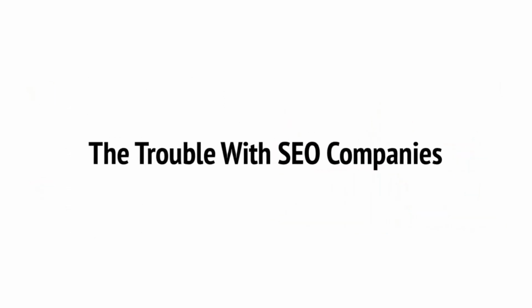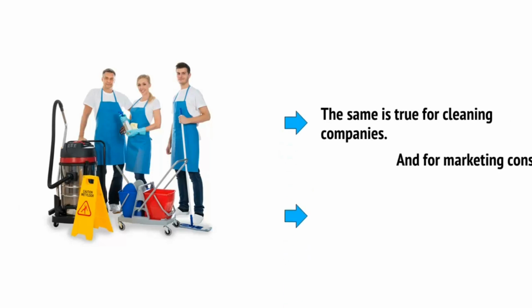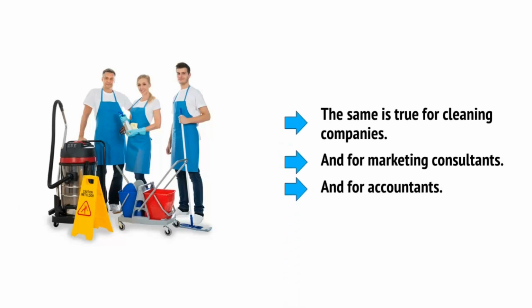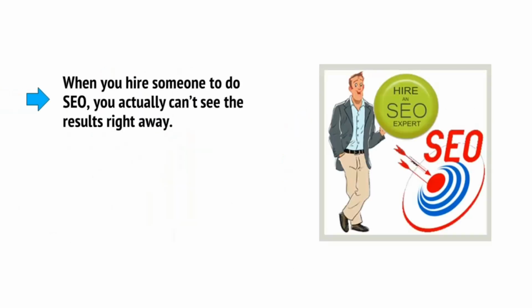Now, this isn't a problem you face with most other industries. If you hire someone to paint your fence, then at the end of the day, you can see the work they're doing and you can decide for yourself if you're getting your money's worth. Ultimately, your fence is either going to be painted or it isn't. There are no half measures. The same is true for cleaning companies and marketing consultants and for accountants. But when you hire someone to do SEO, you actually can't see the results right away.